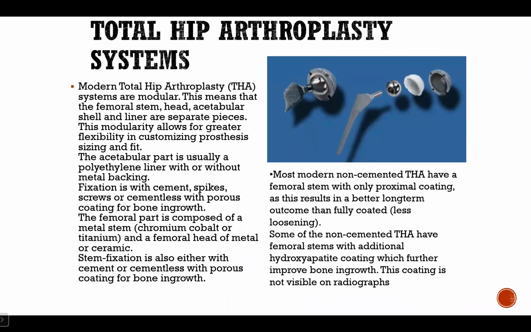The modern total hip arthroplasty systems are modular. This means that the femoral stem, head, acetabular shell, and liner are separate pieces. This modularity allows for greater flexibility in customizing the prosthesis sizing and fit.